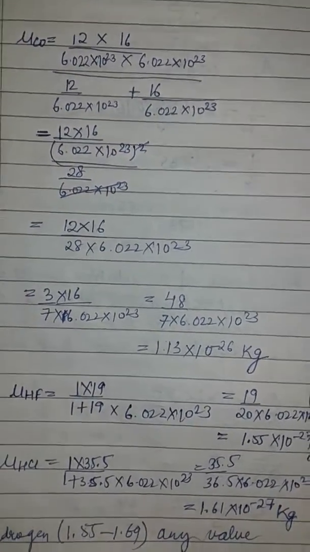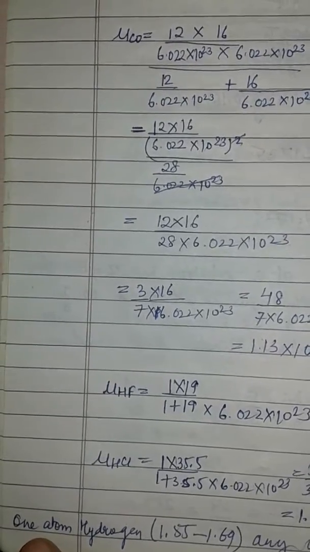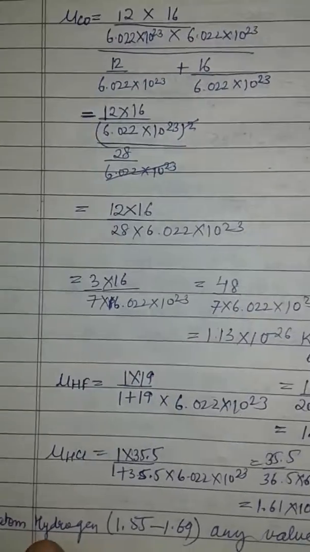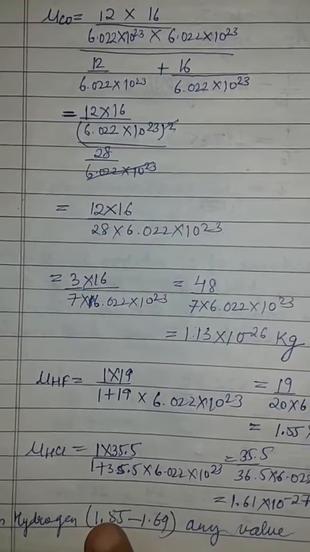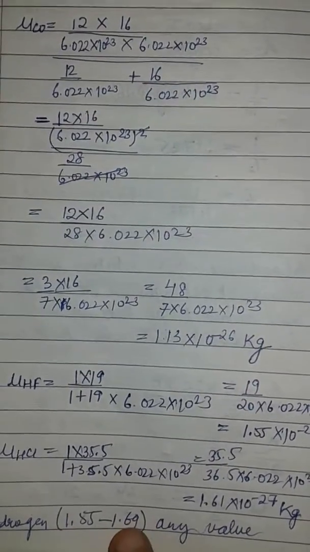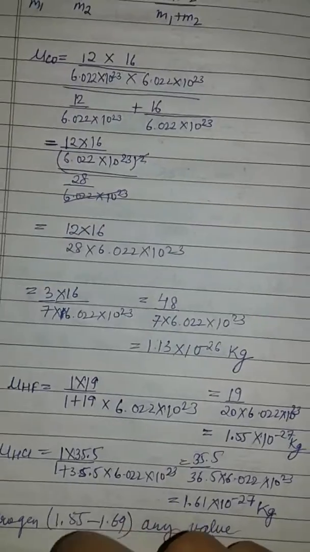So what we conclude is that if in a diatomic molecule there is one hydrogen atom, then we will always get the range of reduced mass as 1.55 to 1.69 into 10 raised to minus 27 kg value.